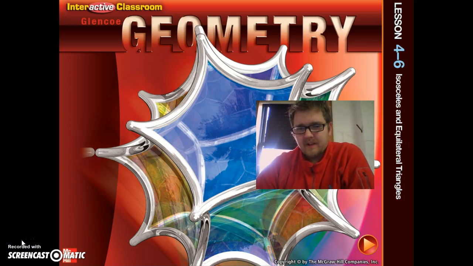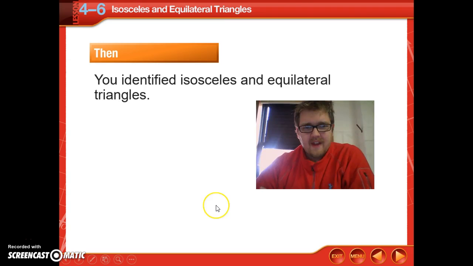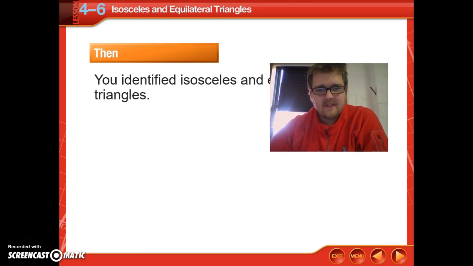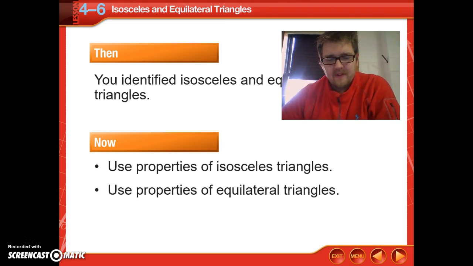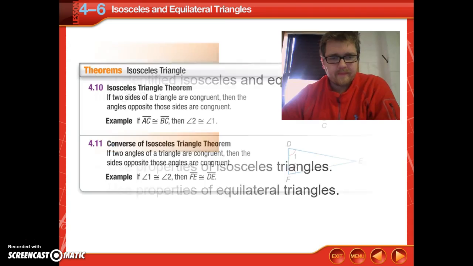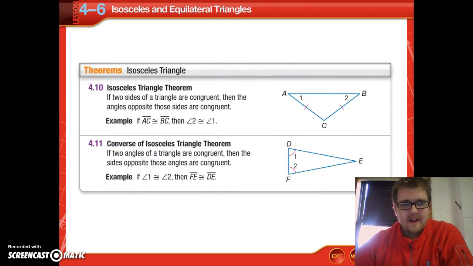Welcome to our geometry lesson 4.6, Isosceles Triangles and Equilateral Triangles. Before, we only knew that triangles were isosceles or equilateral. Now we're going to use various properties of both of those triangles that we'll learn today. Let's look at the first theorem we're going to learn today on the isosceles triangle.